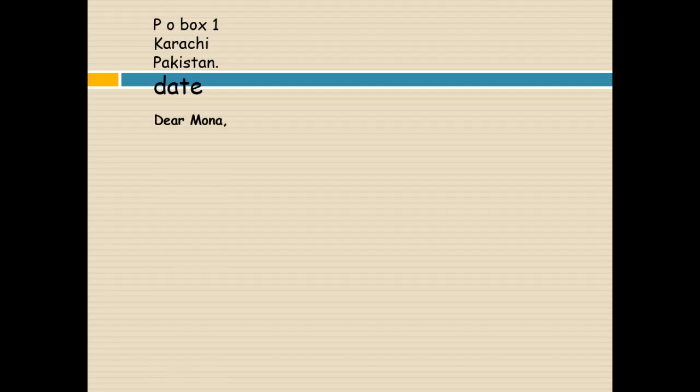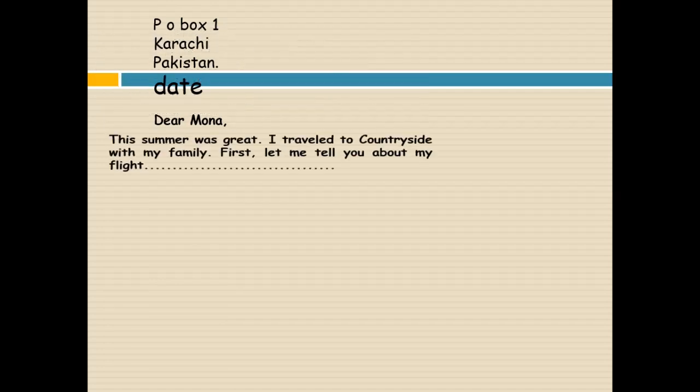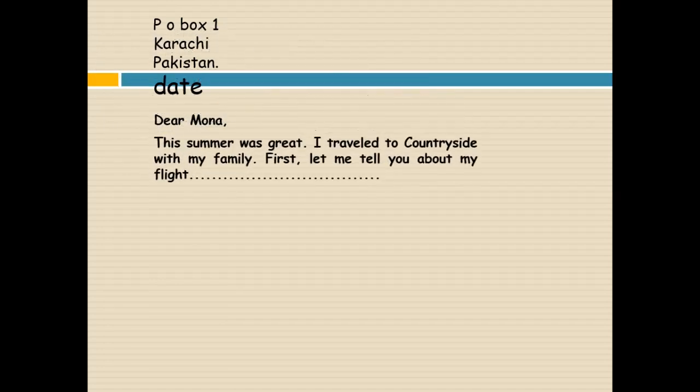Then you are going to greet Mona with Dear Mona, and at the end of the address you will put a full stop, and at the end of your friend's name you will put a comma. And now here is the main body of the letter: this summer was great. I traveled to the countryside with my family. First, let me tell you about my flight.